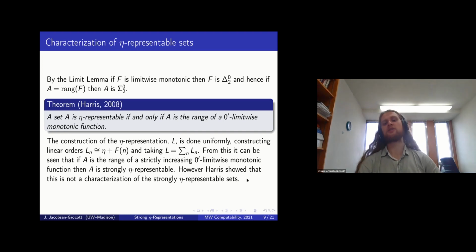However, Harris showed that this is not a characterization of the strongly Ada representable sets. So we now have a sort of bound from below of what they could be, but it's still unknown what they are, and it's not a characterization.